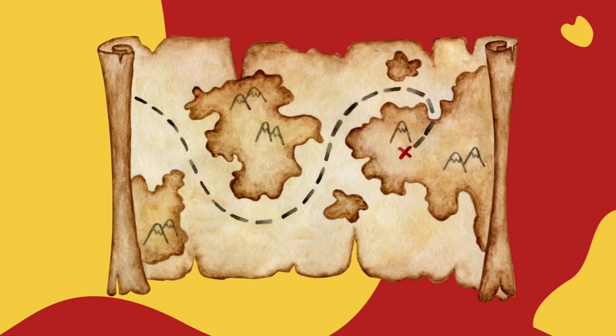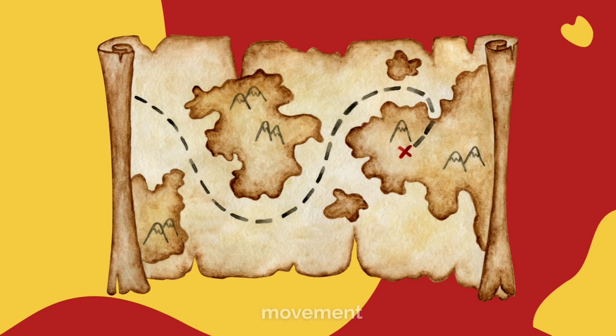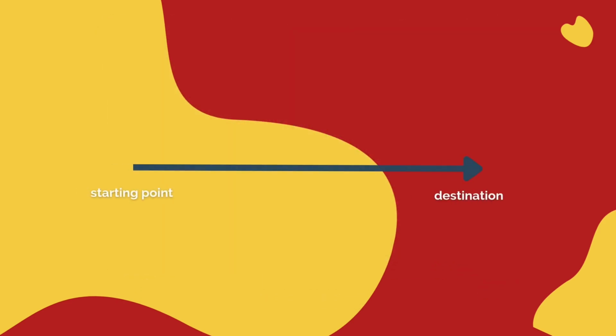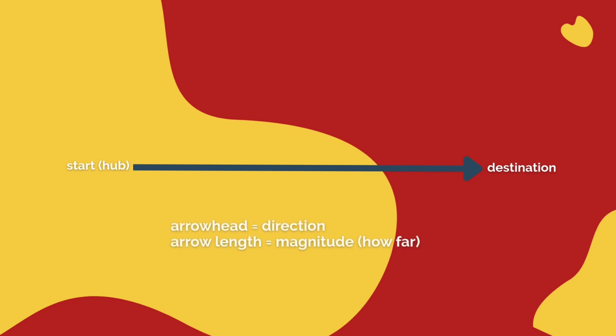Simple. When we look at vectors on a map or in a diagram, we're actually seeing a story of movement. Every arrow begins at a starting point and ends at a destination. Just like how a rider starts at the hub and travels to the customer. That arrow can tilt up, down, left, or right, depending on the direction. And the longer the arrow, the farther or stronger the movement. So every little arrow is like a mini delivery route showing what's happening in the real world.